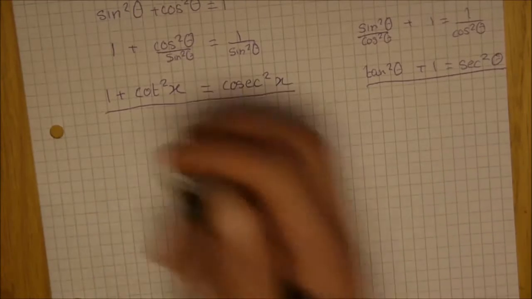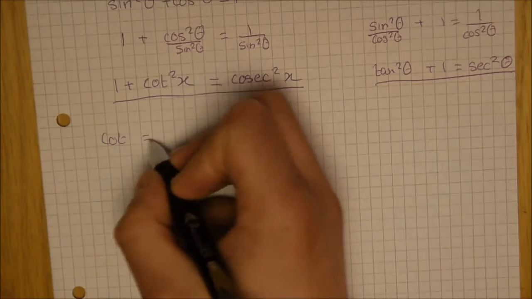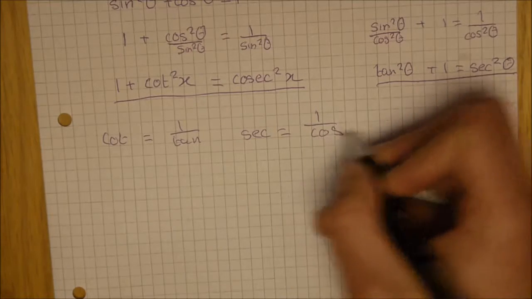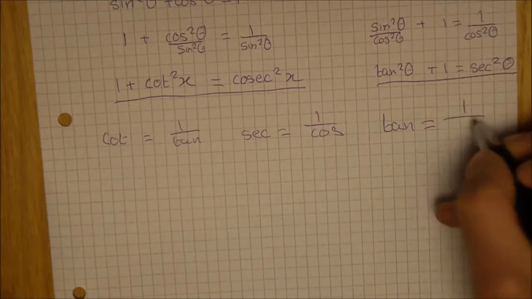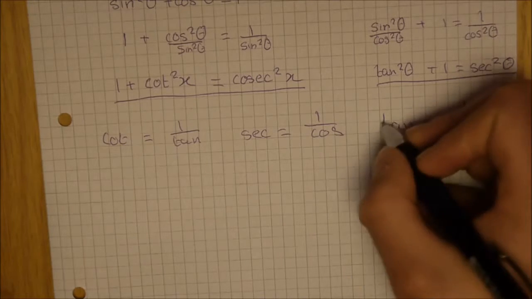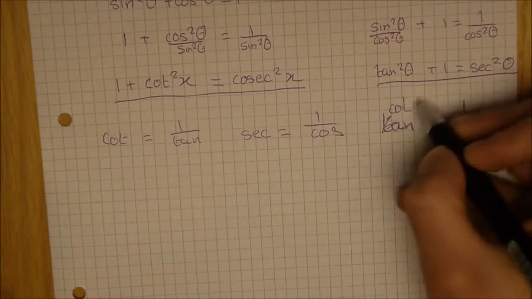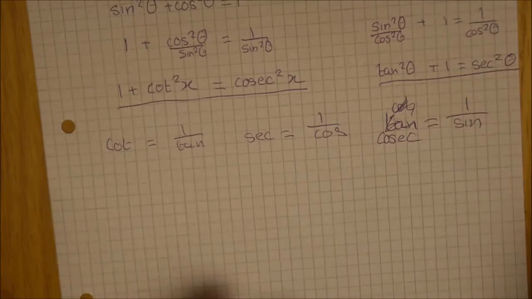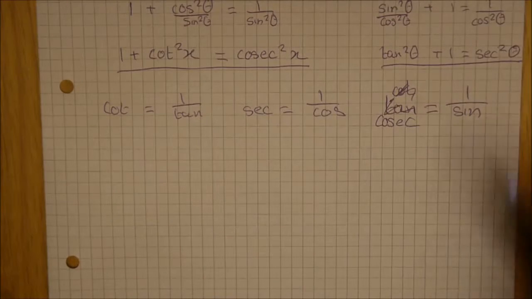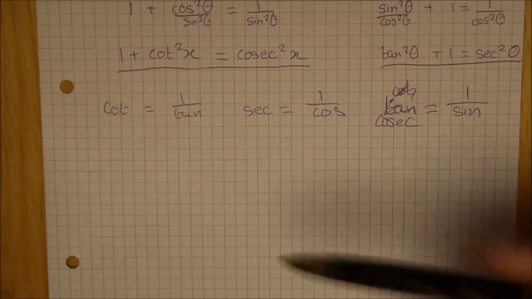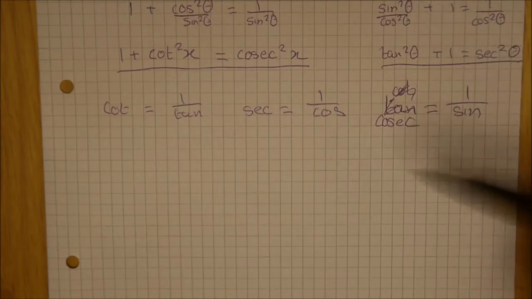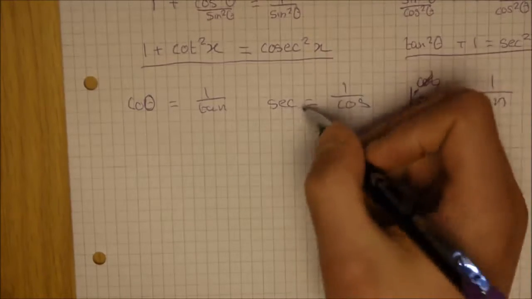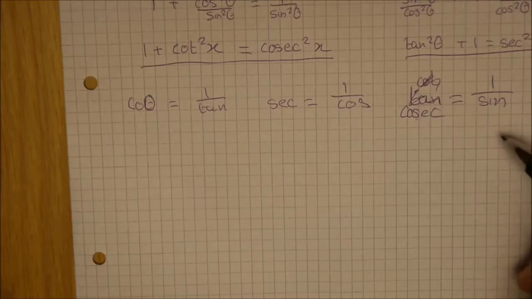Now, just as a quick bit of background, cot equals 1 over tan, sec equals 1 over cos, and cosec equals 1 over sine. I shall get them right. These are the new trig definitions that you need to learn for C3. They're fairly easy to remember due to the third letter rule: cot, T for tan; sec, C for cos; cosec, S for sine.